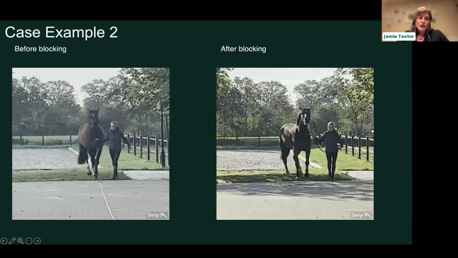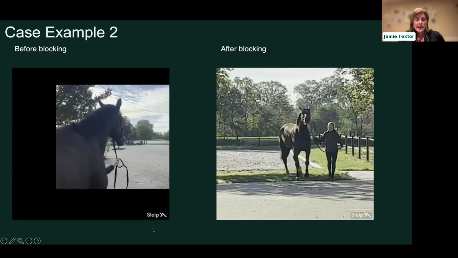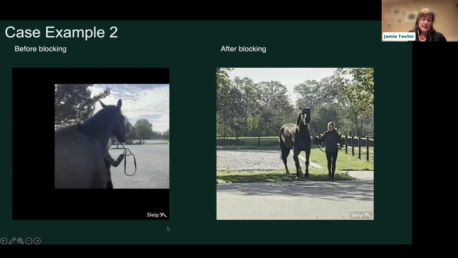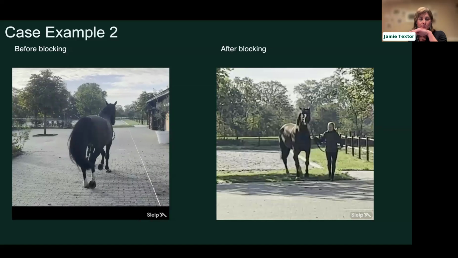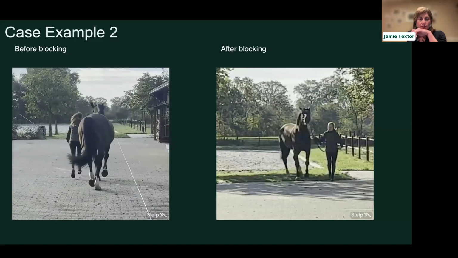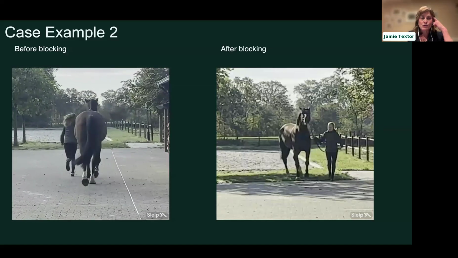Okay, here's a second case for you, and this one's interesting. This one is a 16-year-old Dutch warmblood gelding, and he is owned by a member of the Sleip team, a veterinarian. And I'll just let you watch that video for a moment quietly. Left front lameness is what he was presented for.